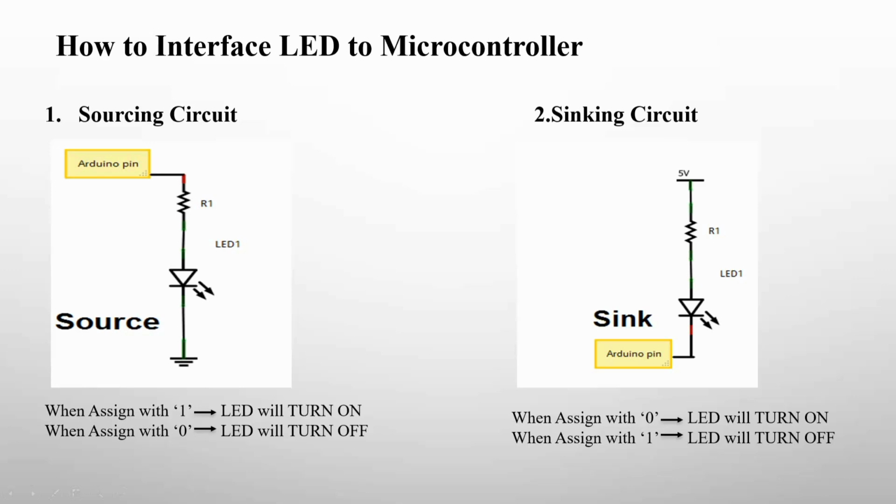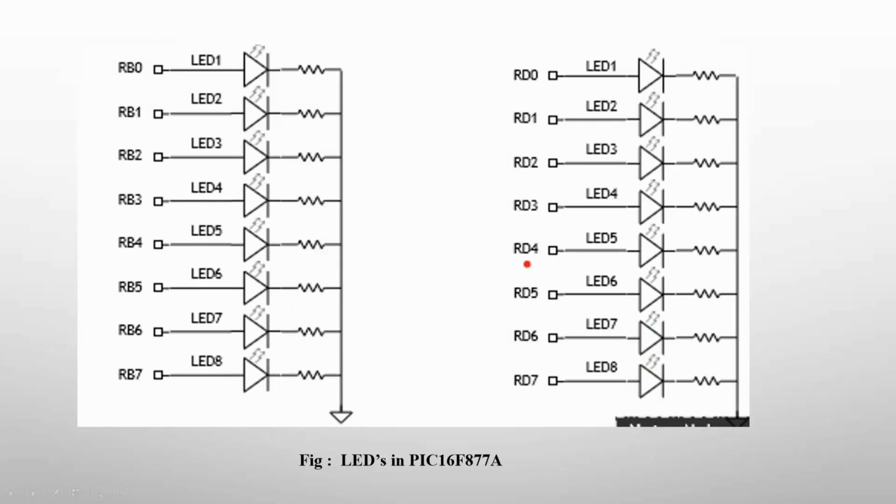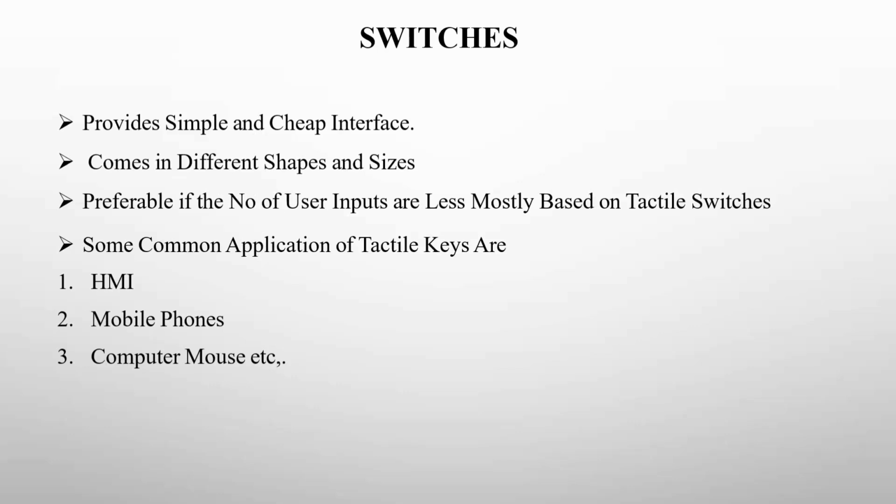light off. And coming to sinking circuit, in a sinking circuit, the LED's anode is connected to a positive supply and the cathode is connected to the microcontroller. When the microcontroller outputs a logic low, which means 0, it sinks current from LED causing lighting up. And these are the LEDs interfacing with PIC16F877A.